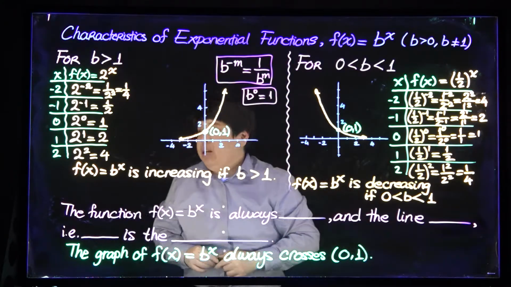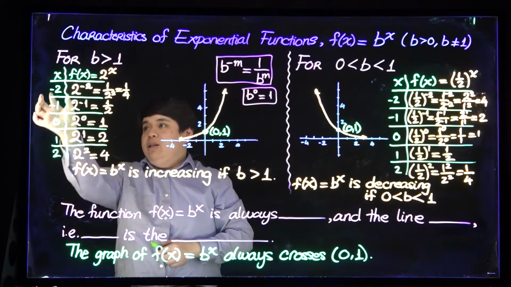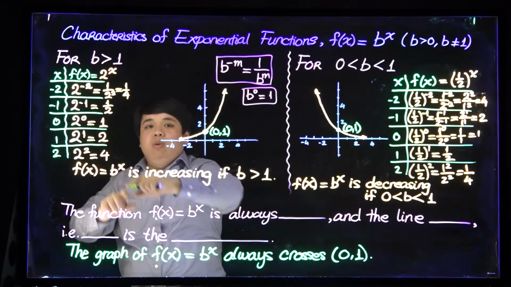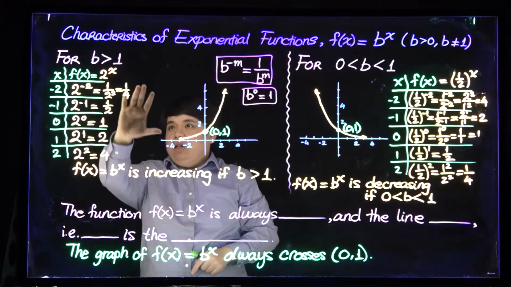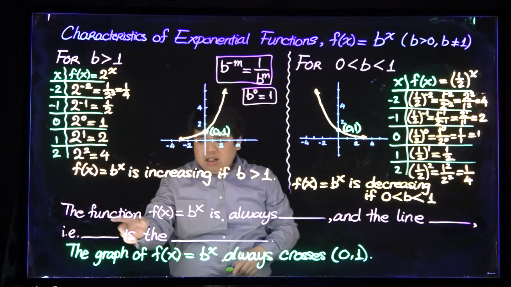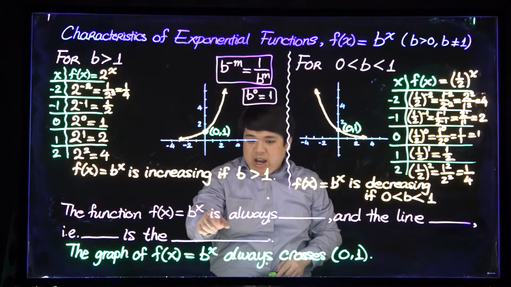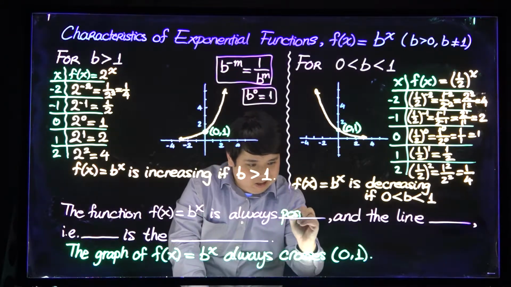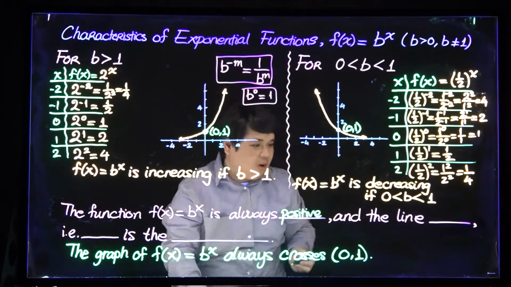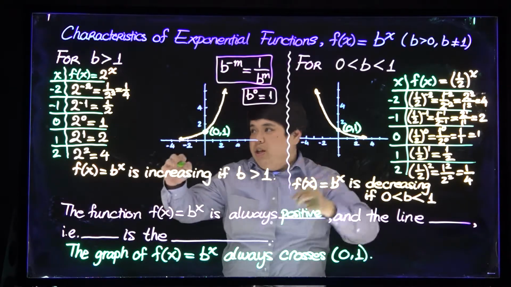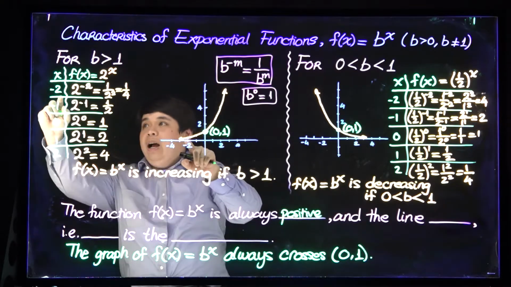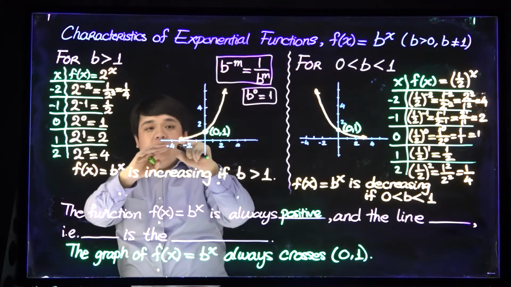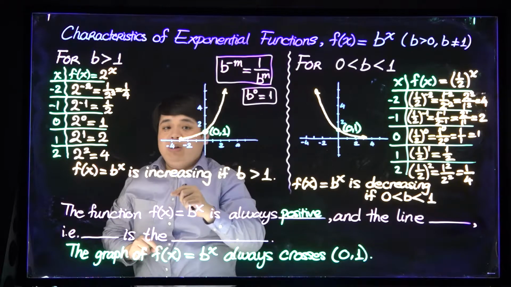The other characteristic is that no matter what base we choose, whatever we choose for the exponent, the y value is always positive. It could get close to 0, but it cannot get to 0. So we say that the function f of x equals b to the x is always greater than 0. If the value of x becomes -3 and gets smaller and smaller, the graph will get closer and closer to the x-axis, but will not touch.